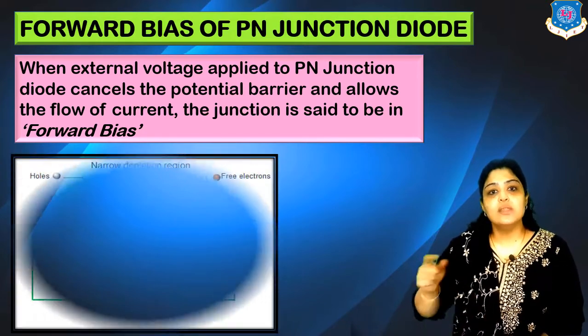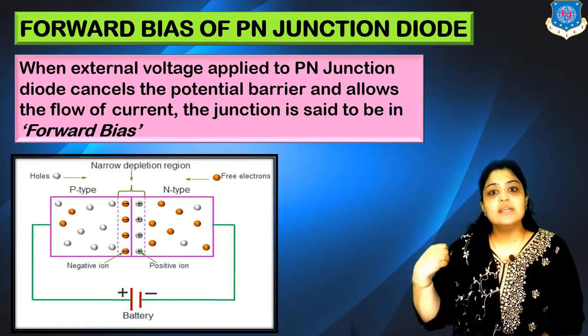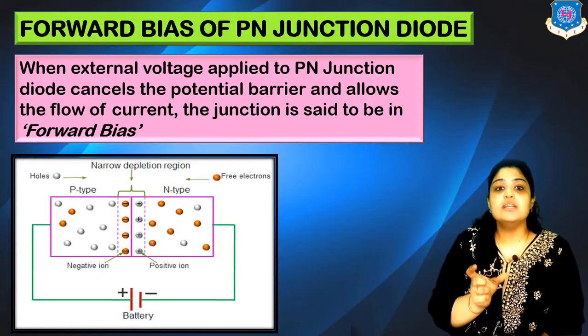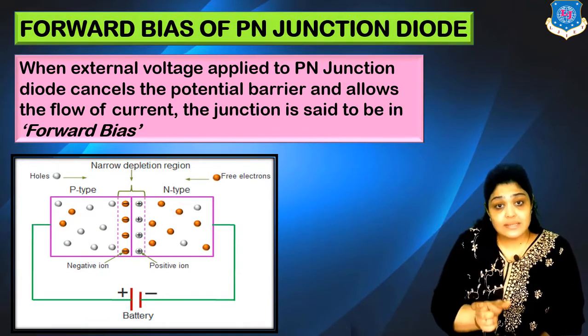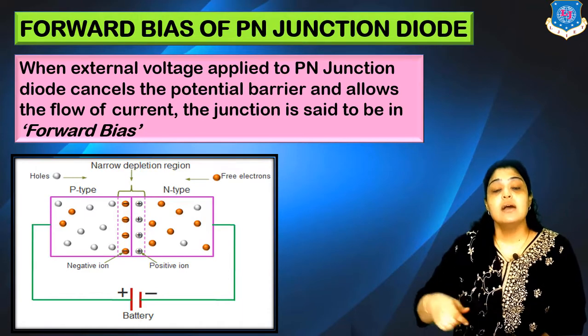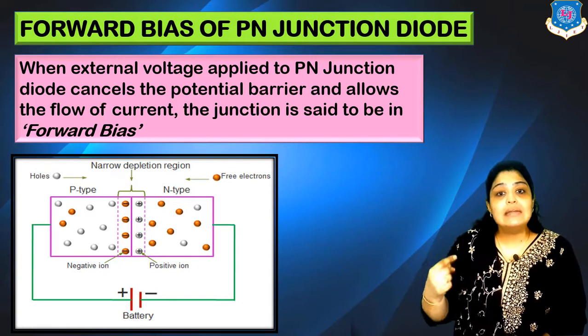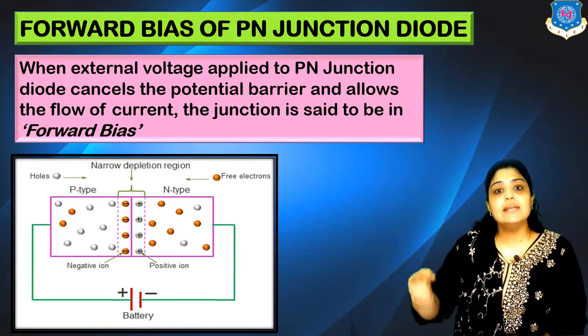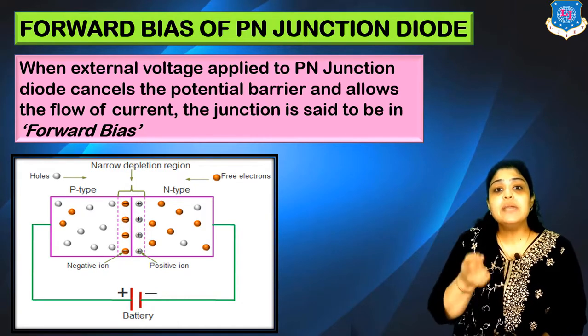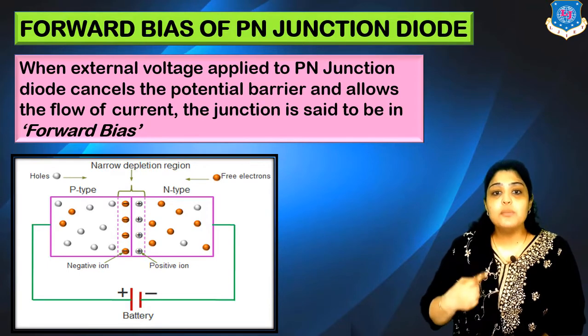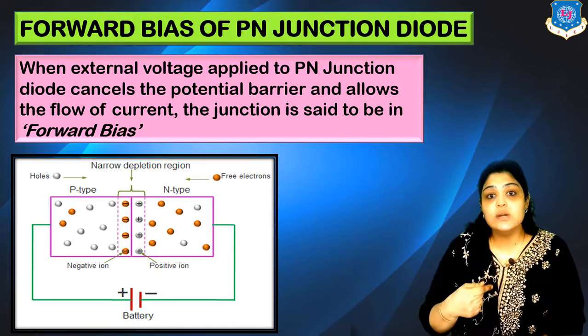Let's understand with the help of a diagram. So in this diagram, you can see that there is a depletion layer in between, but how is the connection done? You can see from the diagram that the N terminal of the diode is connected to the negative of the battery. The P terminal of the diode is connected to the positive of the battery.